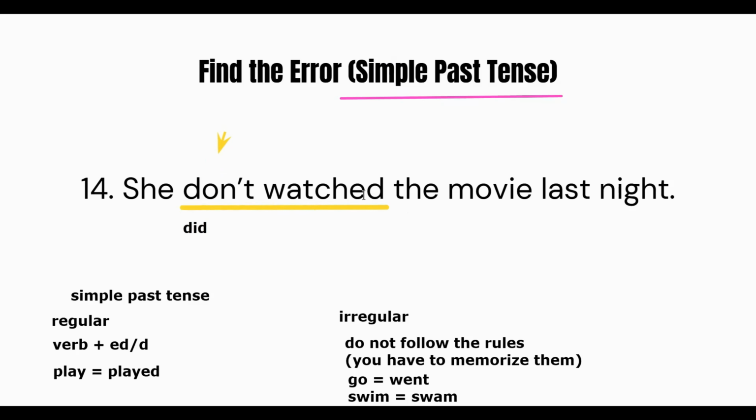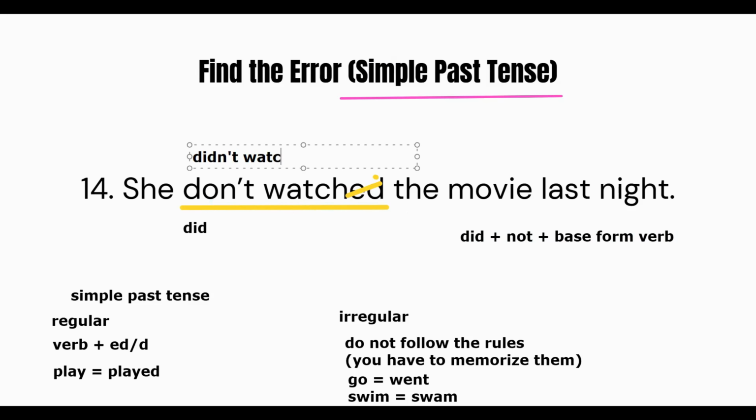And please remember, to form a negative sentence in the simple past tense, we use did plus not plus the base form of your verb. So we have another mistake here. We would not say watched, but we would use the base form and simply say watch. Okay, so in full, the correction would be she didn't watch the movie last night.